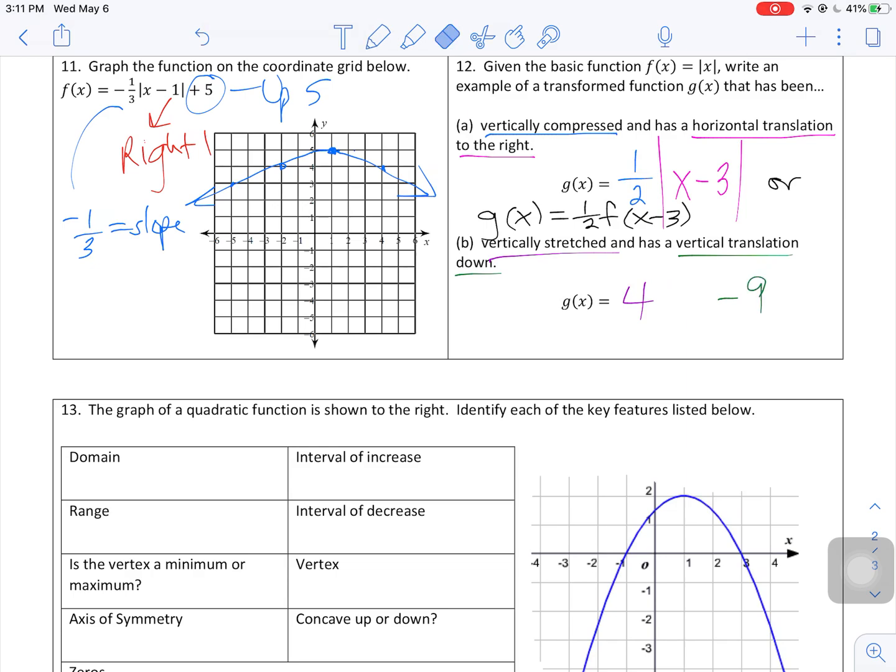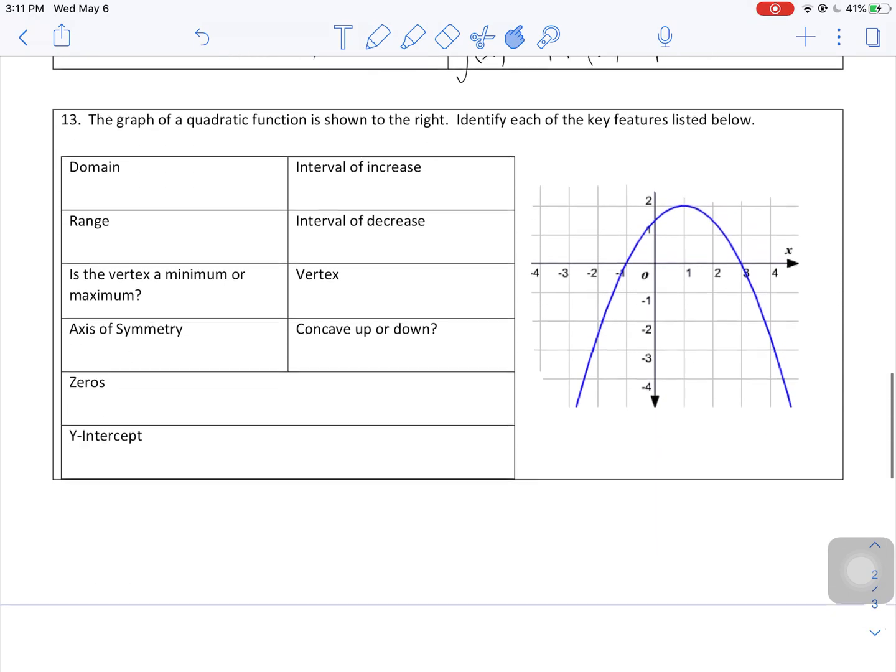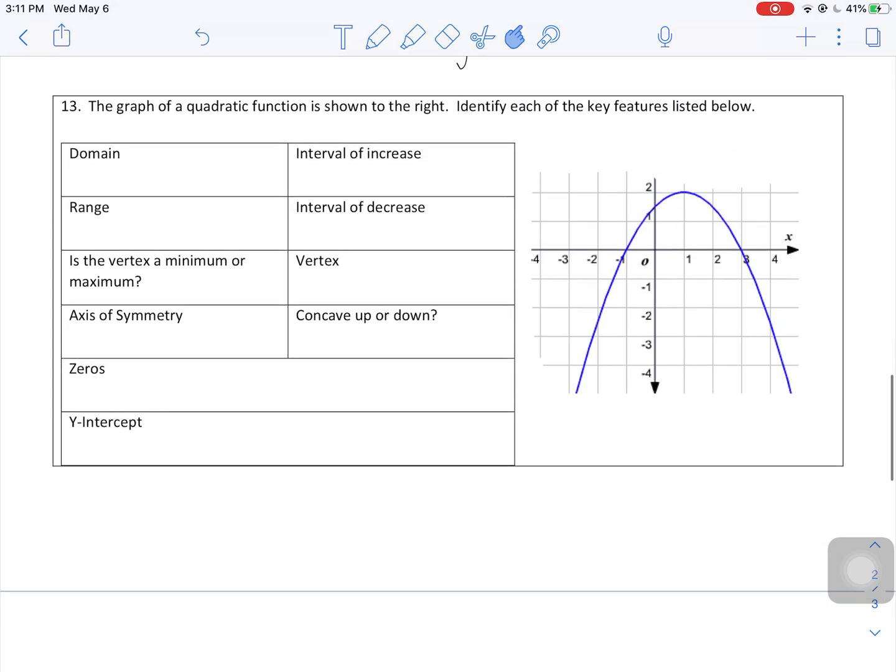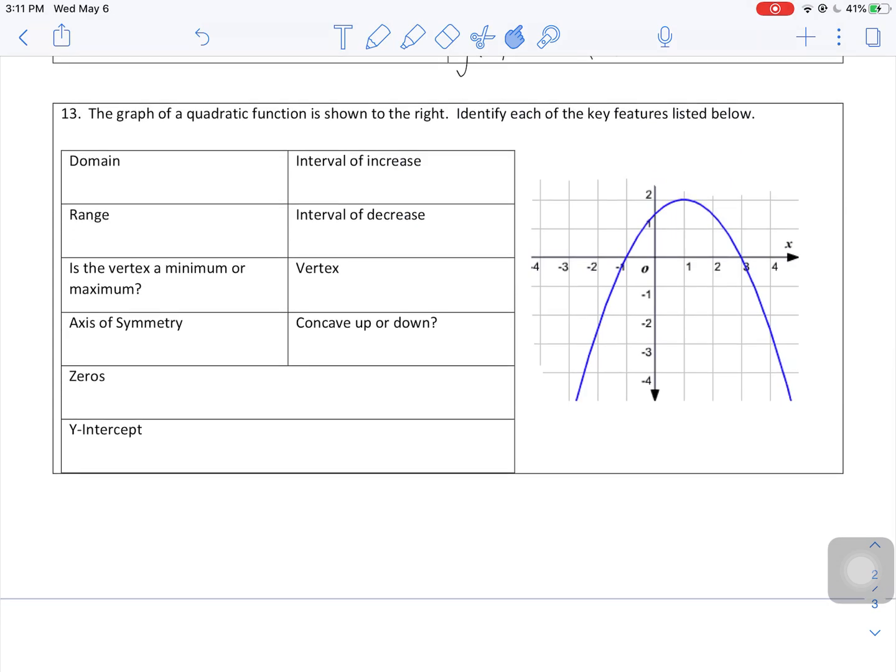And let me change the colors so we don't get confused here. So kind of like that. And then remember the other option, you could have done g of x equals 4 times f of x minus 9. Either one of those notations would have been fine. And then on 13, we're just jotting down all of our key features on this graph.